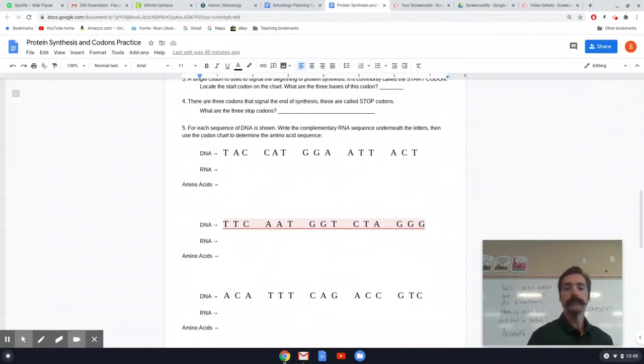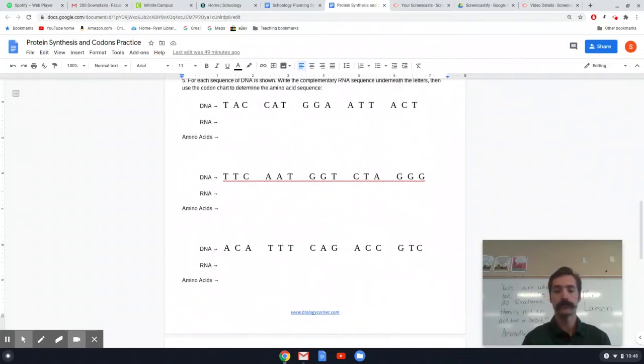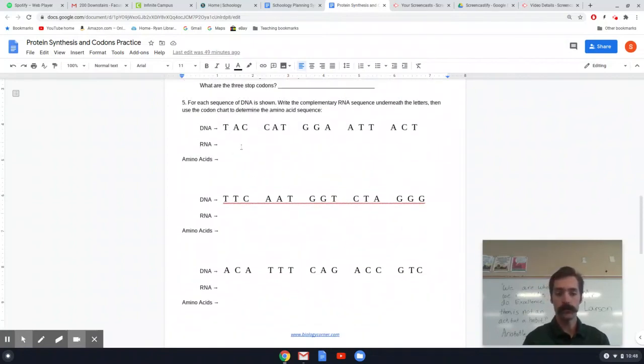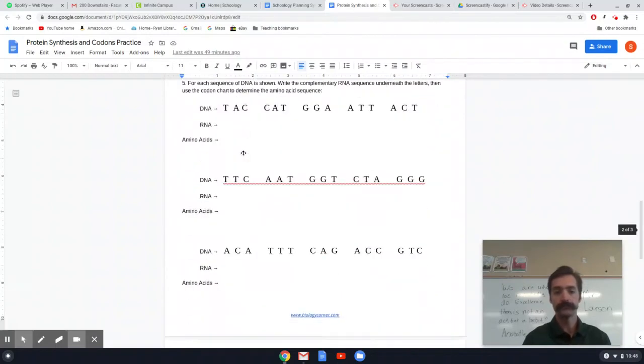You are expected to use this DNA sequence here and create the mRNA sequence, so converting it to mRNA. You're going to go through the process of transcription, and then you're going to translate the mRNA to amino acids. You're going to do this 3 different times, converting this DNA sequence to mRNA, and then mRNA to amino acids, using the wheel above.